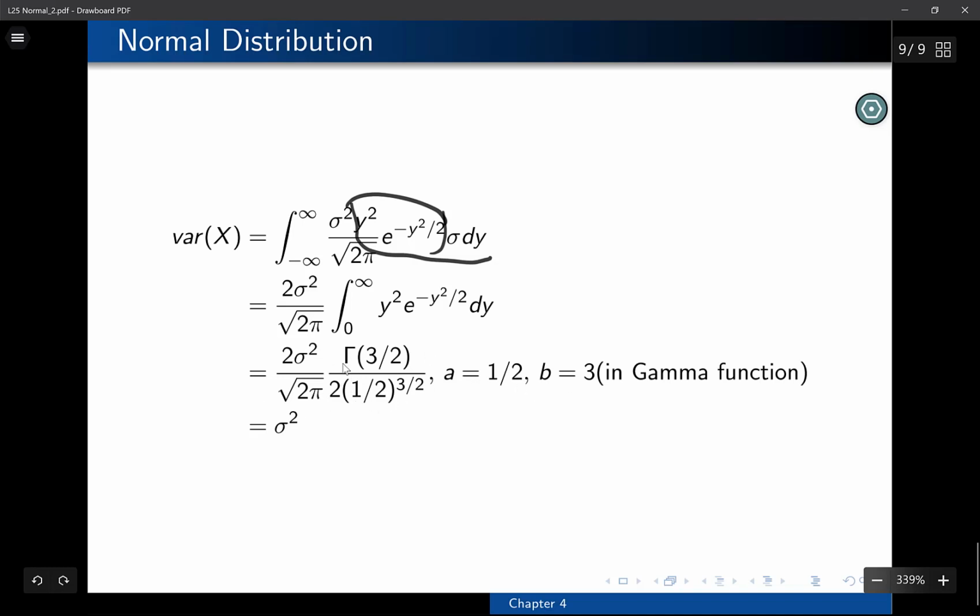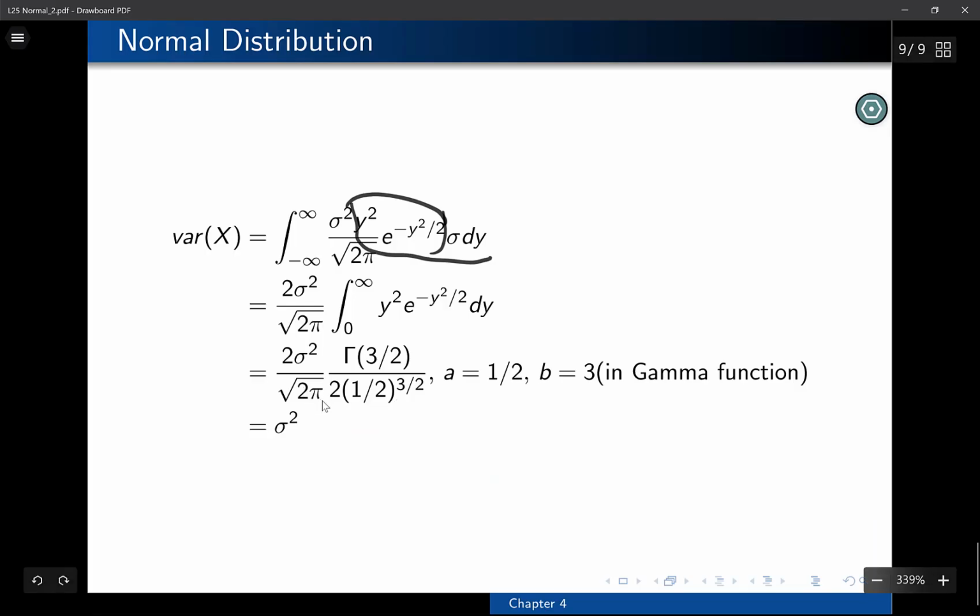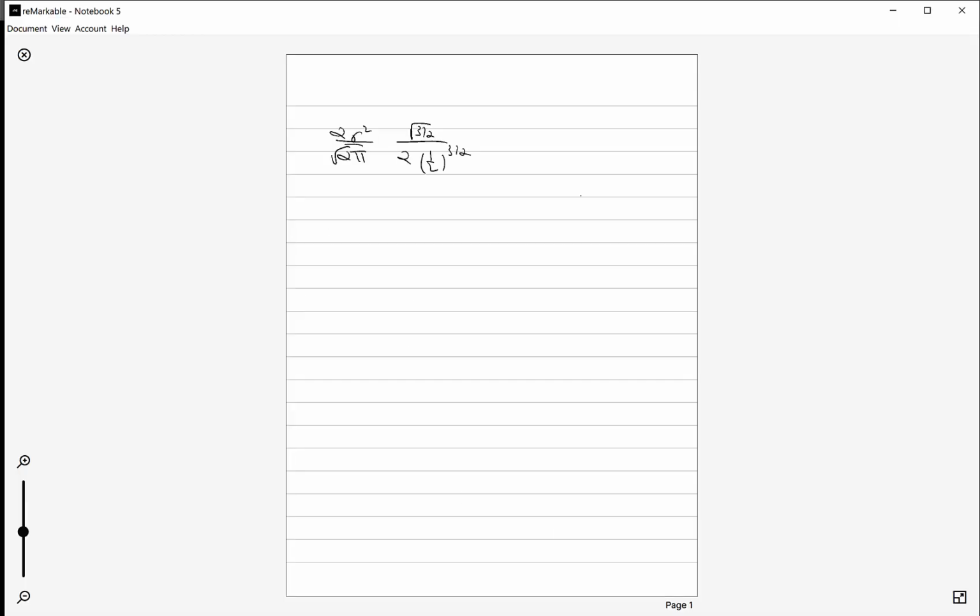And now let's quickly see how to simplify this. Also remember that gamma of half is square root of pi, right? Because we have this pi here and this needs to disappear to get sigma square. So this is what we have currently. 2 and square root 2 cancel, right? So what we have is square root of 2 in the numerator, sigma square, square root of pi. This is gamma 3 by 2.